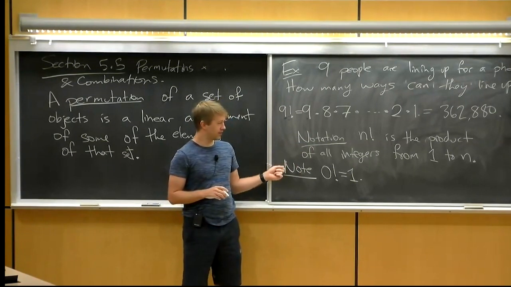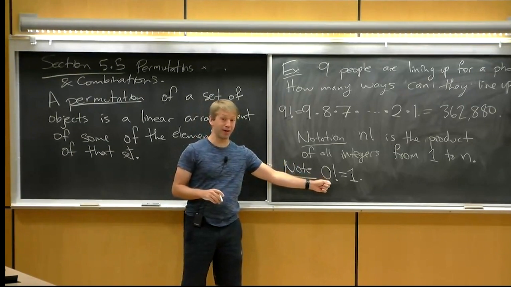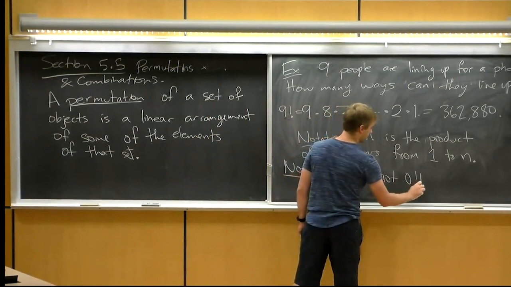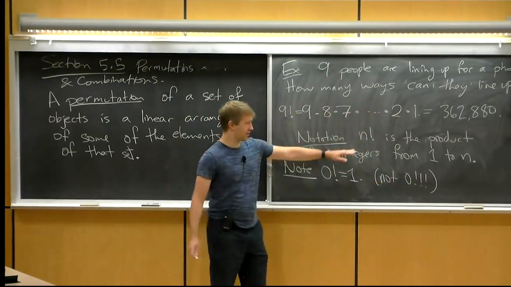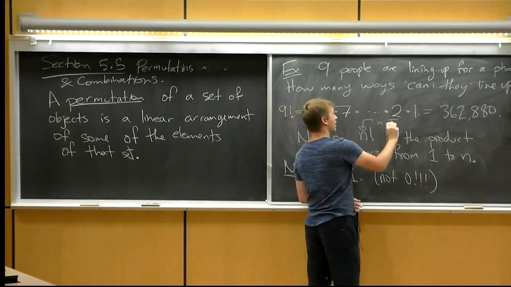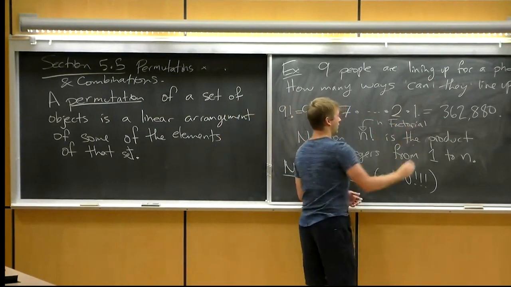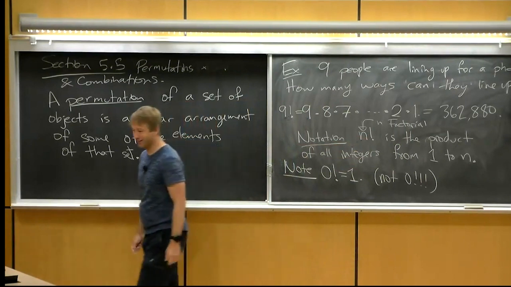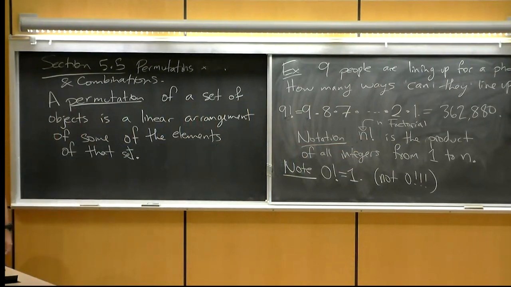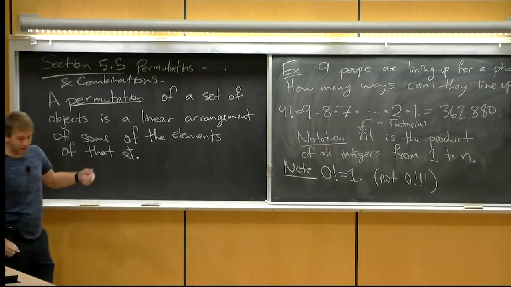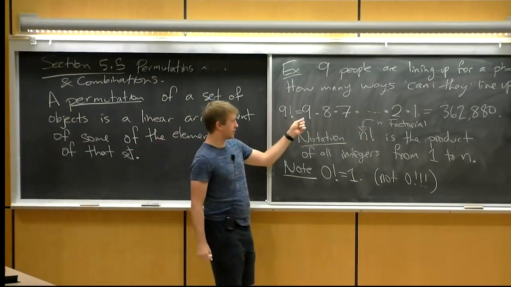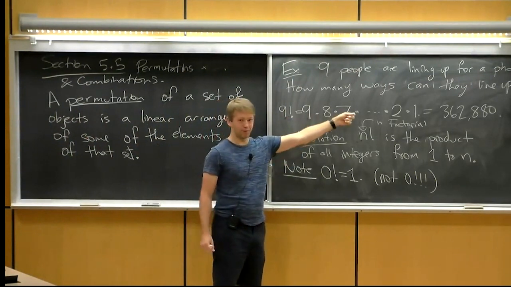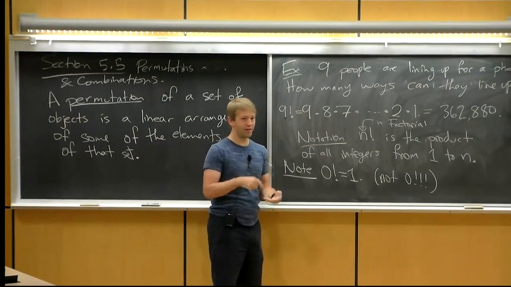Okay, so this is just something to really remember. 0 factorial is not 0. It's 1. And also this is called n factorial. You don't just say n really loudly with an exclamation mark. Another thing is for computing these factorials, there is a button on your calculator for this. So you don't have to do 9 times 8, blah, blah, blah. Just press the factorial button somewhere on there.